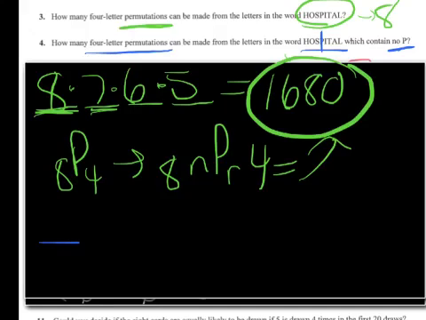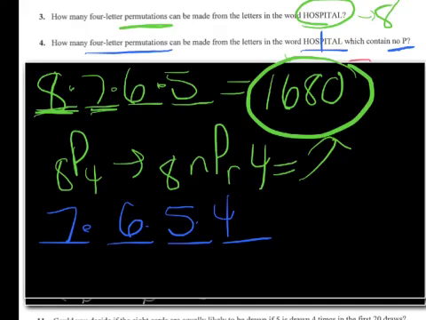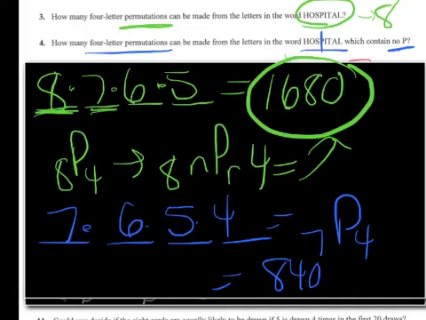So I'm going to make a 4-letter word again. With 7 choices, I put my hand in. There's 7 to choose from, then 6, 5, and 4. That's the same as saying 7 choose 4. And what we get for an answer on that one is going to be 840.